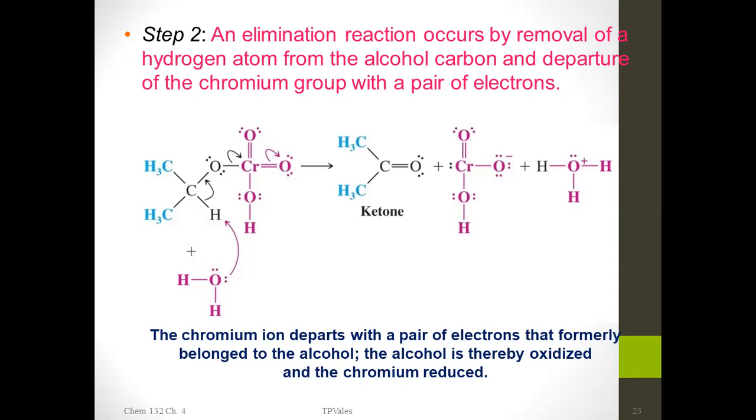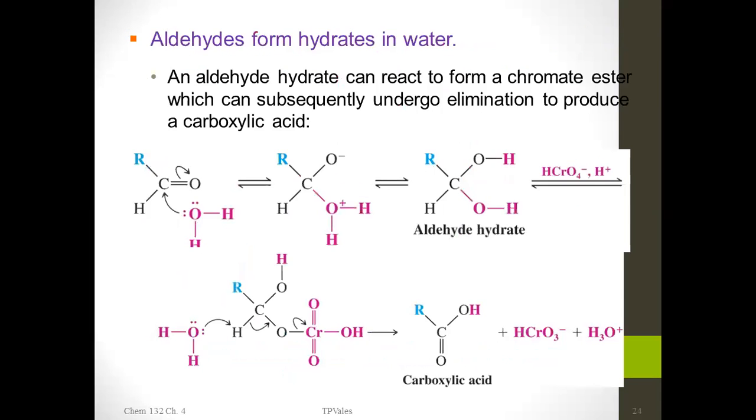So always, whenever there is an oxidation, the other agent will undergo a reduction process. Oxidation and reduction always go hand in hand. Okay, so here we have an alcohol to a ketone using chromic acid. You can see a similar mechanism with KMnO4.